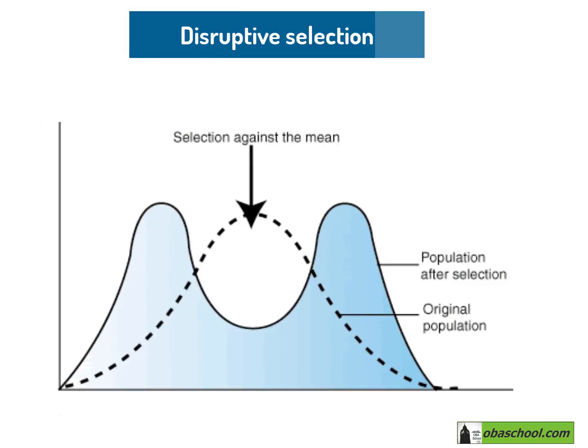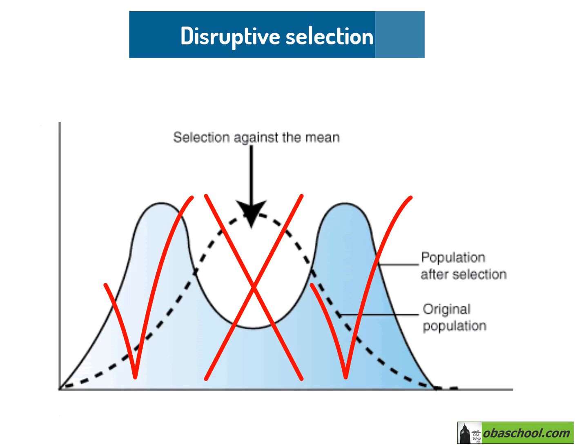So, in conclusion, we can say that disruptive selection favors individuals with extreme phenotypes rather than those with phenotypes around the mean of the population.